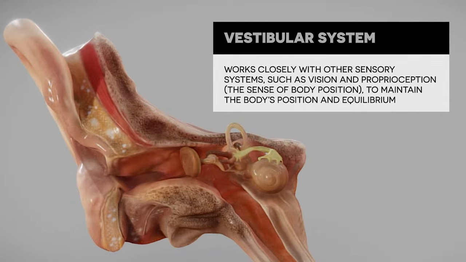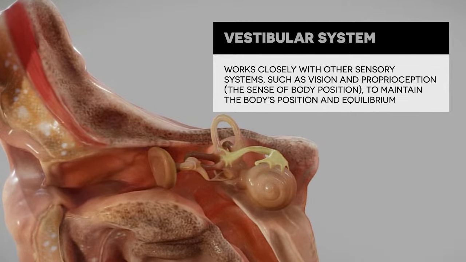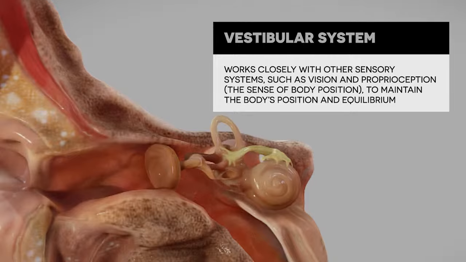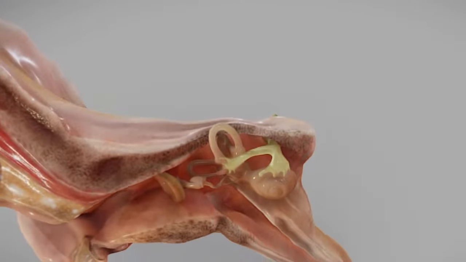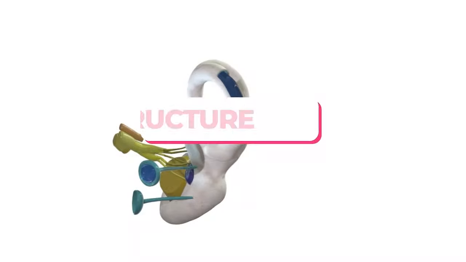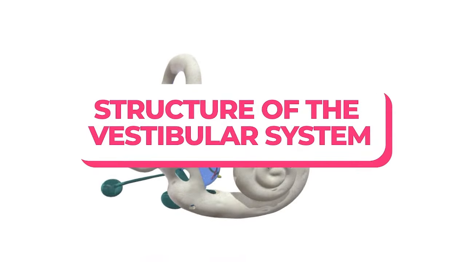Located in the inner ear, it works closely with other sensory systems, such as vision and proprioception, the sense of body position, to maintain the body's position and equilibrium. Here's a detailed look at its structure and function. Structure of the vestibular system.